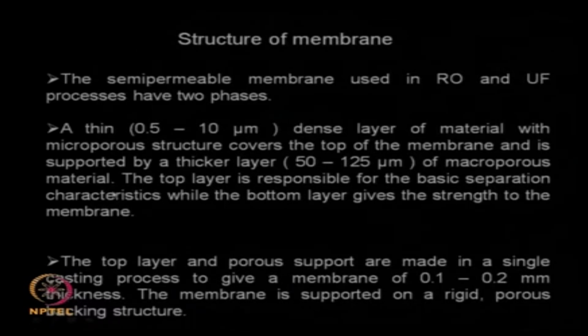The top layer is responsible for the basic separation. So the top layer may be 0.5 to 10 microns, and the bottom layer could be thick, 50 to 125 microns. You generally make it in a single casting process, the top and the porous support, to give a membrane thickness of 0.1 to 0.2 mm depending upon the type of membrane. Later you support the membrane on a rigid porous backing surface.